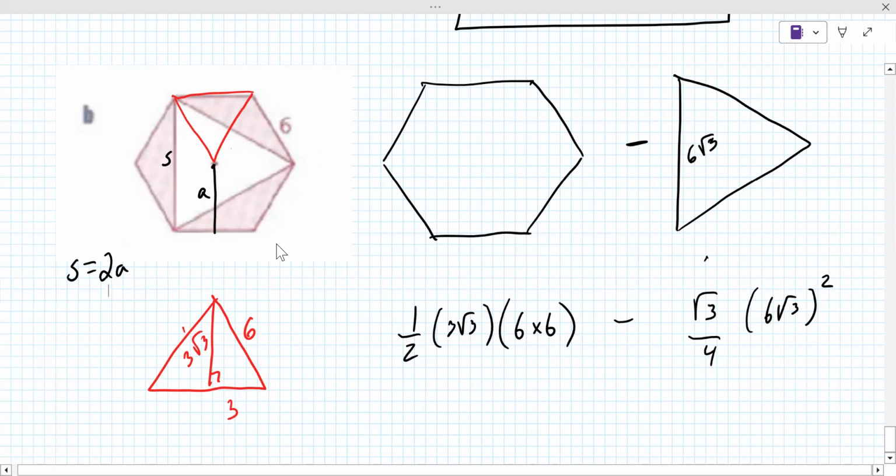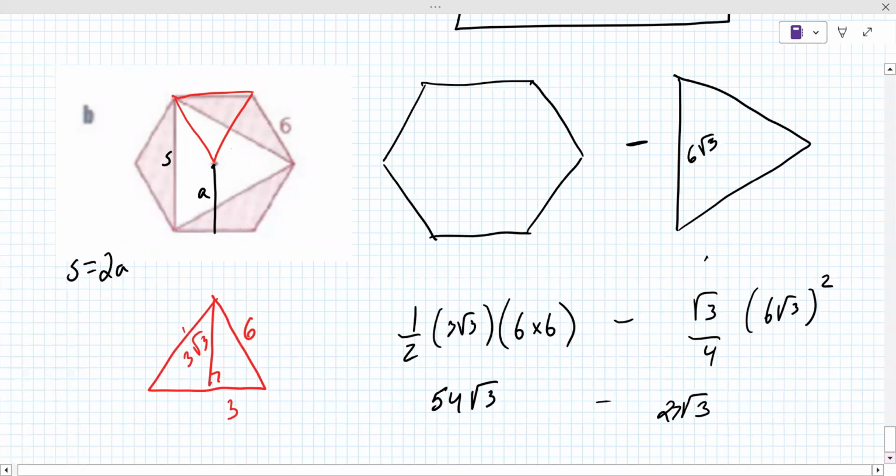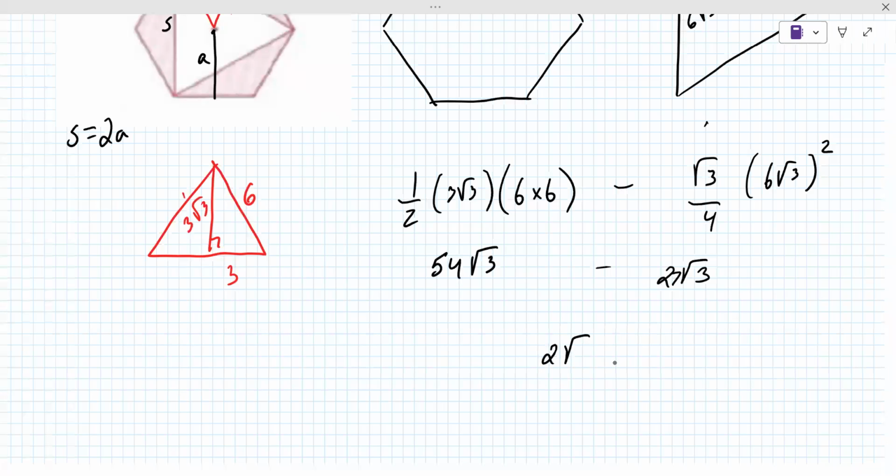Yeah, it does. Okay. All right, so we've done this a bunch, but I guess these are a little different numbers. 36 divided by 2, so this is 54 square root of 3. On the right here, 108 divided by 4 is 27 square root 3. So these actually do combine to make 27 square root of 3. Okay.